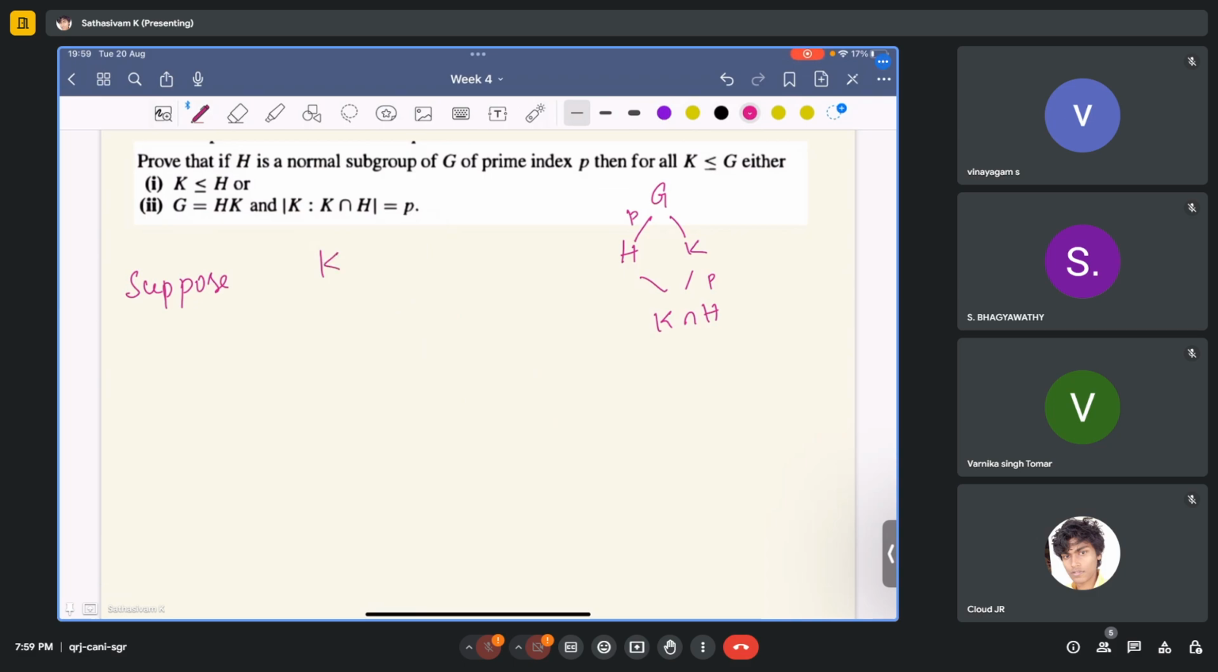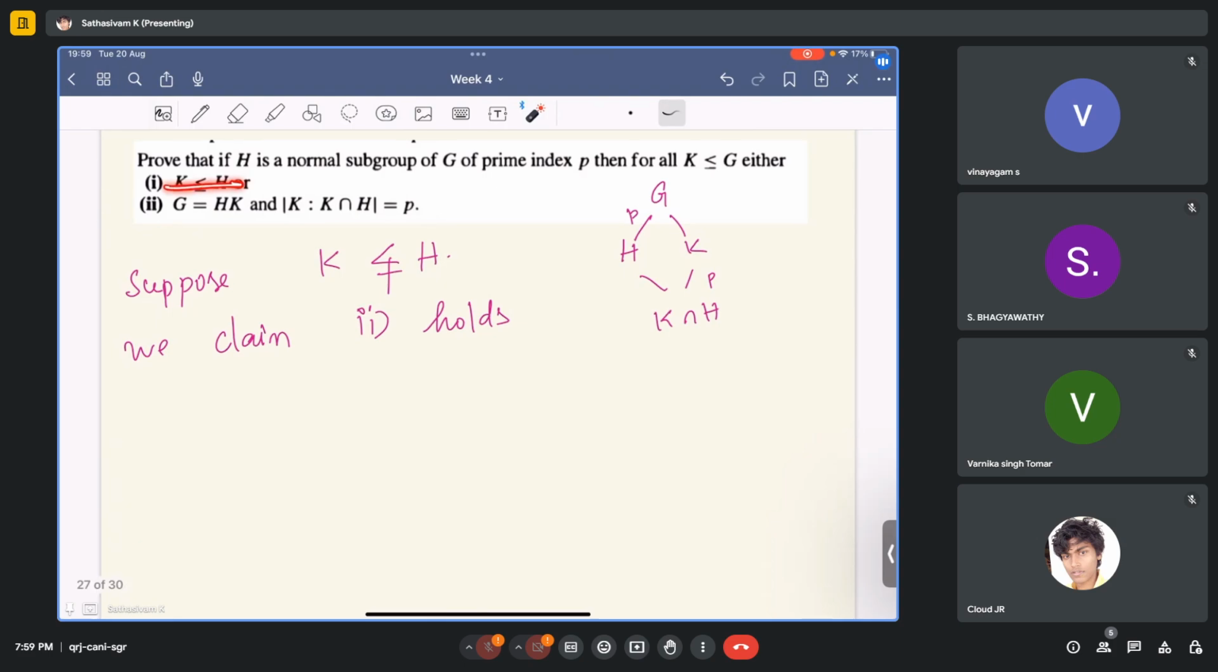Suppose K is not a subgroup of H. We claim one of two holds. So it is an OR statement, right? That means either this is true or this is true. If this statement is true, then we are already done. So we can assume this statement is false and prove this statement is true. That is what we are going to do.